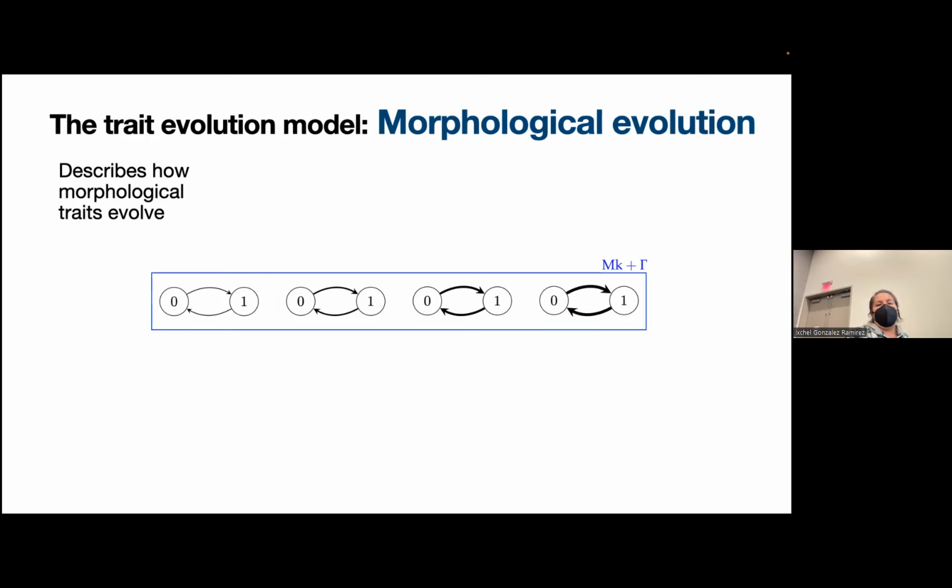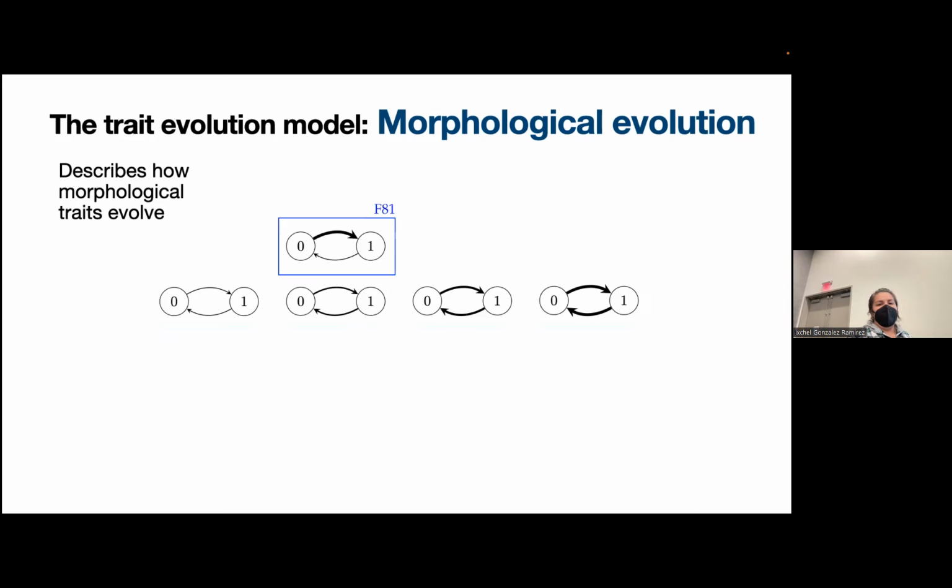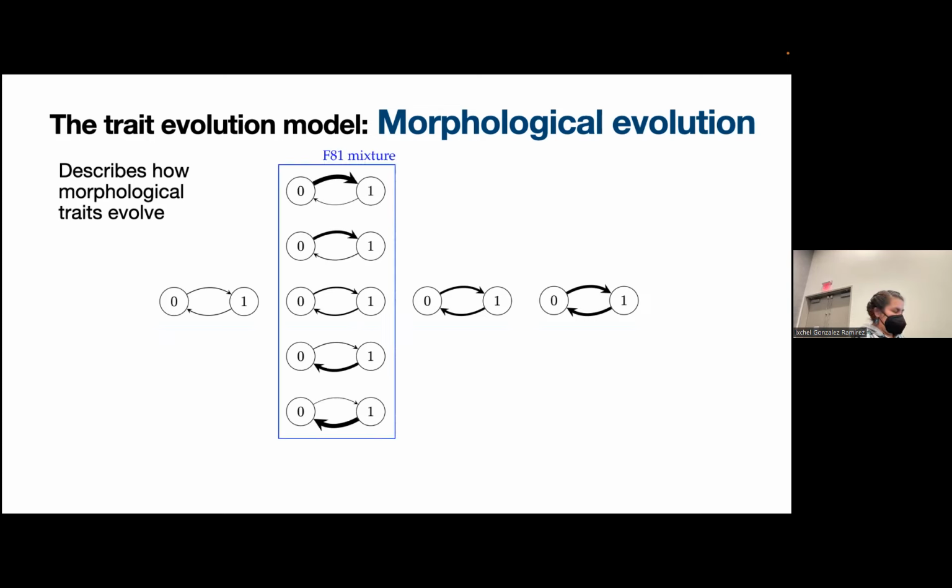So for example, we would have an MK plus gamma that would allow different traits to change at different rates, but symmetrically, right? MK plus gamma. If we want to account for the different rates from one state to the other, then we have a model that is called F81, right? So we can make this as complicated as we want. And as you see, we can incorporate different biological processes. So the variation among traits, the fact that they may not be symmetrical. So you can make your model as complex as you want.